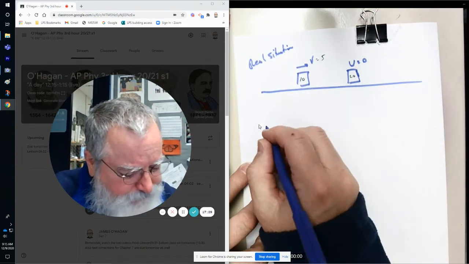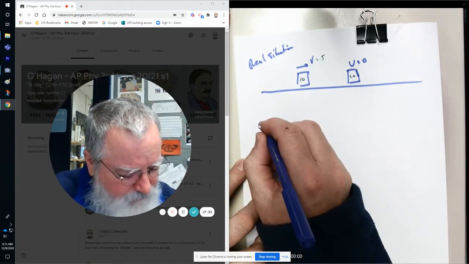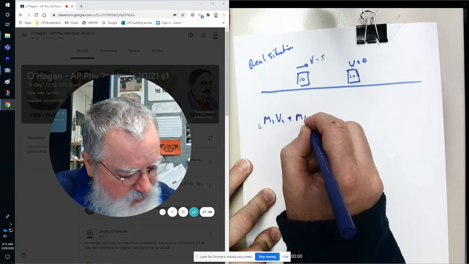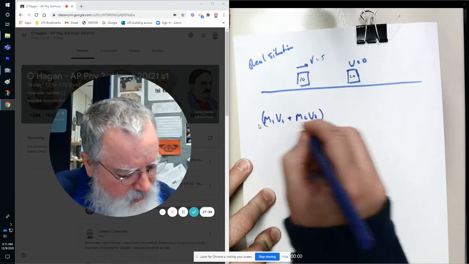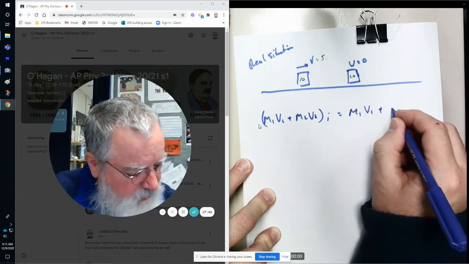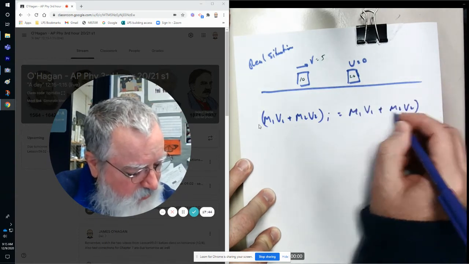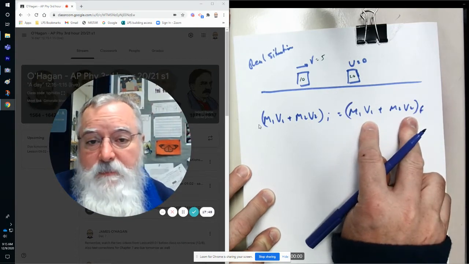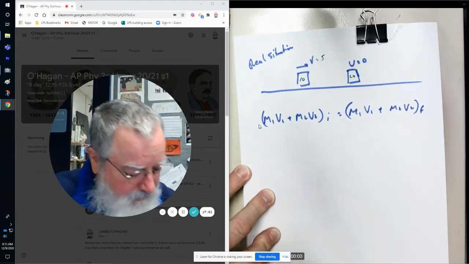So here we go. Law of conservation of momentum. Mass 1, velocity 1 plus mass 2, velocity 2, the initial value, equals mass 1, velocity 1 plus mass 2, velocity 2, and this is the final value. The two ending velocities are going to be the same. So here we go.